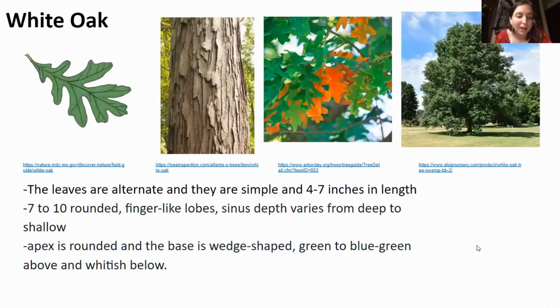So for the white oak, you can see here that the leaves are alternate, which we talked about previously. And also the leaves are simple. Also looking at the diameter of them, you can see that they're around 7 to 10 inches, rounded. They have finger-like lobes, as you can see. I don't know if you can point that out, Izzy. The finger-like lobes are very different than other leaves, which helps to really point them out from the other trees.